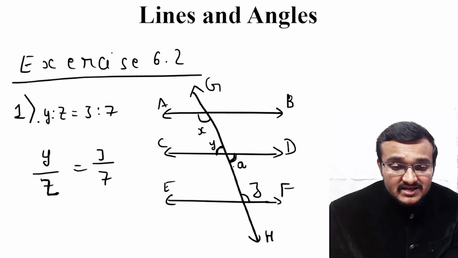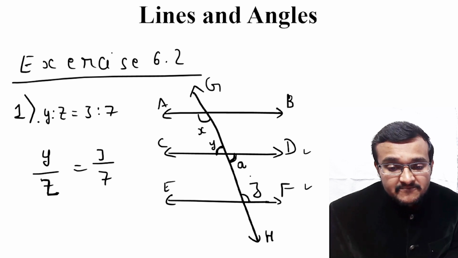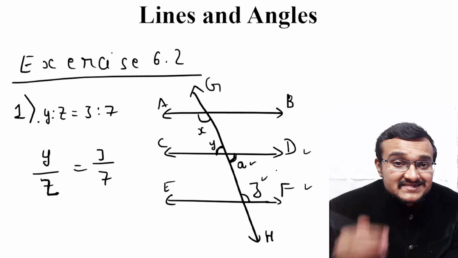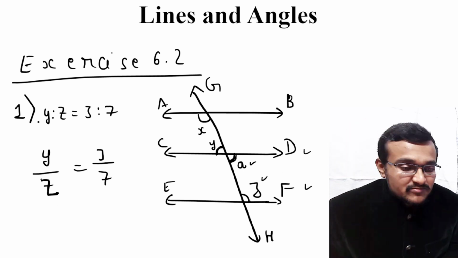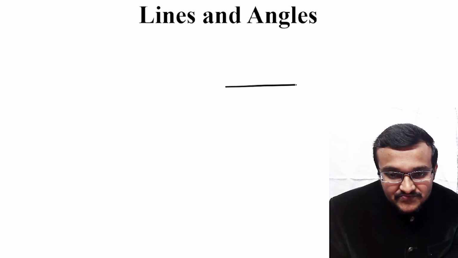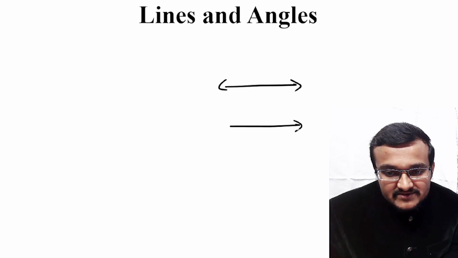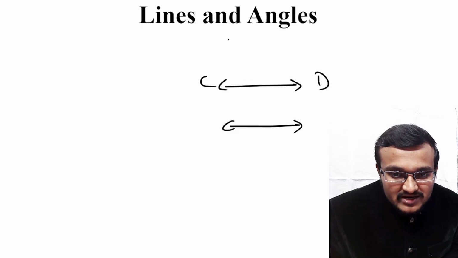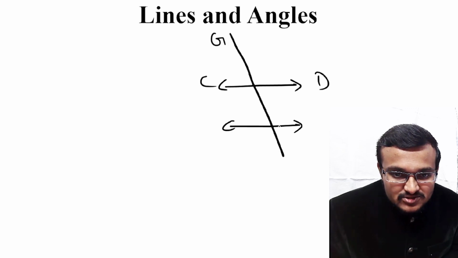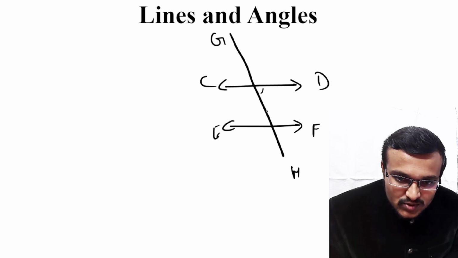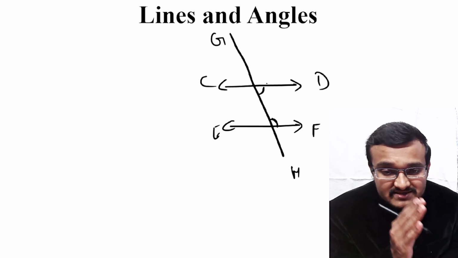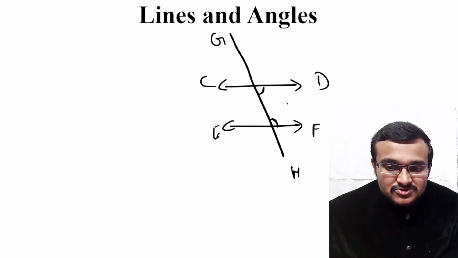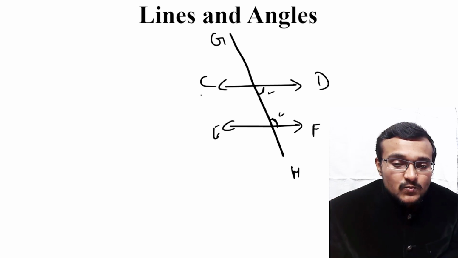So now here in this particular image, CD is parallel to EF, and you can see here a and Z act as the interior angles on the same side of the traversing line. So CD is one line, EF is one line, and this GH line is passing through CD, EF, and also it is passing through AB. Here these two angles will act as the interior angles of the traversing line on the same side. So that means the sum of these two should be equal to 180 degrees.